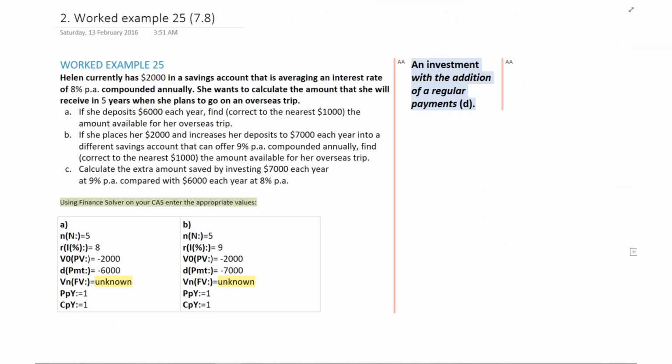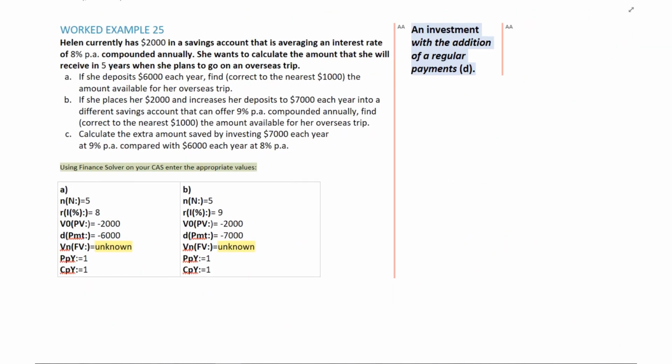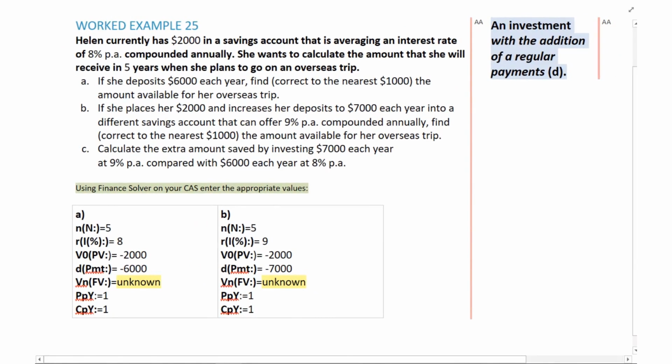Okay, so Helen currently has $2,000 in the savings bank. Her savings account earns an average interest rate of 8% compounded annually. So let's start off thinking V0. That's my R, and that's annual, so that means PPY is 1. She wants to calculate the amount that she will receive in 5 years, so that's essentially our time, when she plans to go on an overseas trip.